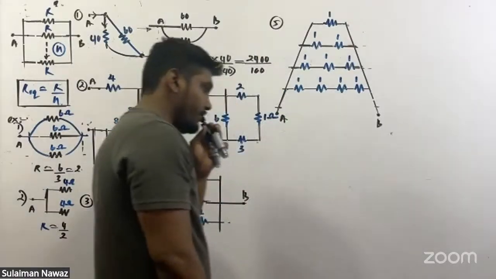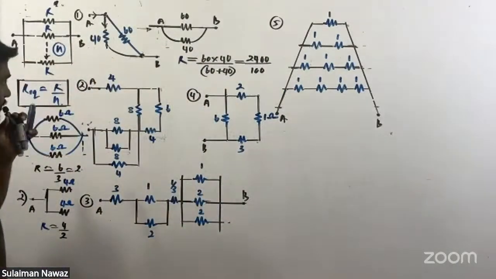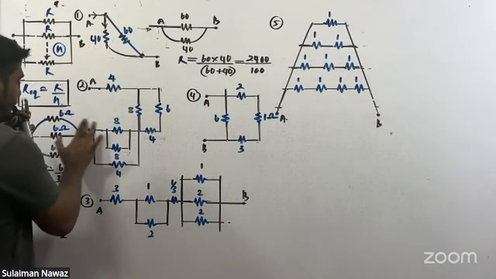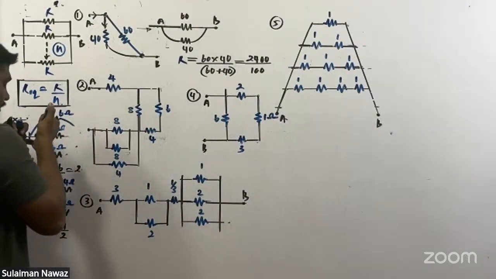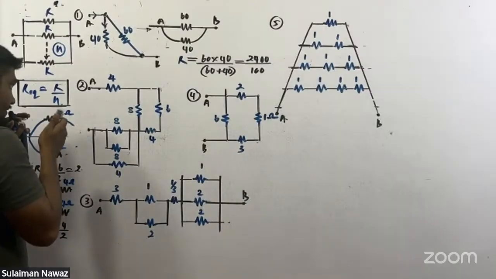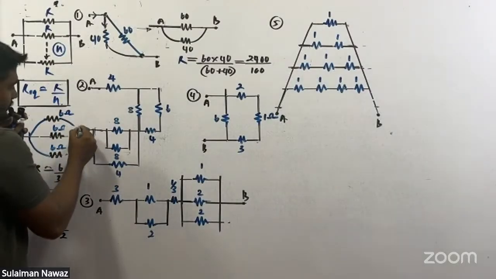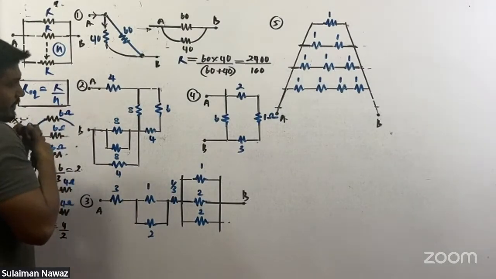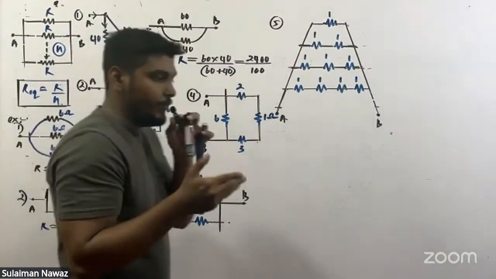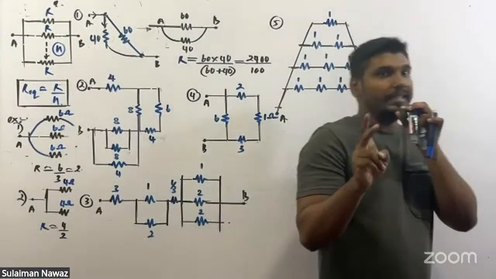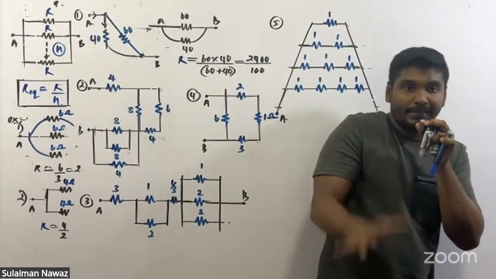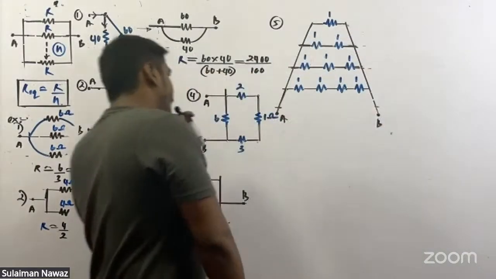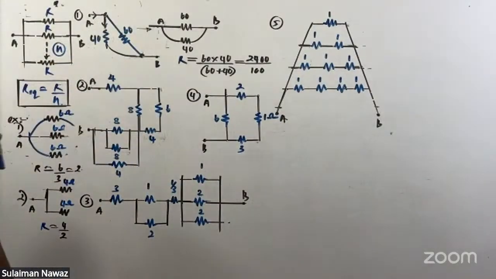Only 2. Right. Now see, this is my point B. I want to find the equivalent resistance between A and B. Then you can start from anywhere. You should select 2 points and simplify the resistances between those 2 points.